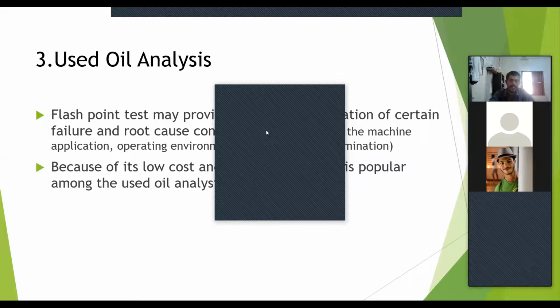Detect the lubricant oil dilution. Yes, using this flash point test, we can detect the dilution of the quality of the lubricant oil, right? Yes. Okay, very good.